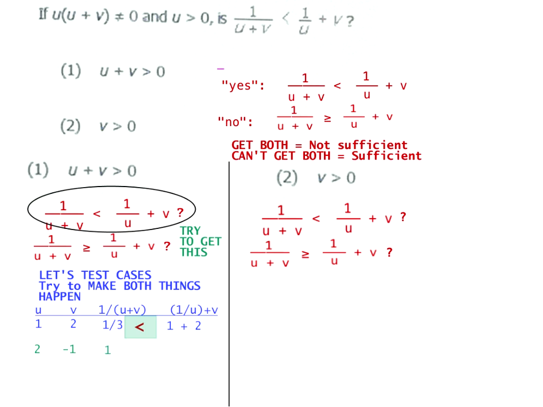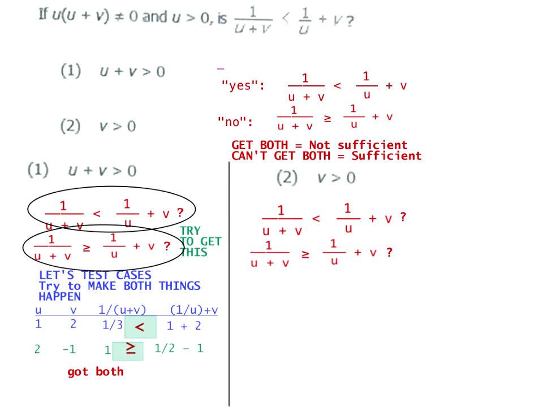So 1 over u plus v is 1 over 2 minus 1. So that's 1. And then 1 over u is 1/2 plus v is -1. So 1 is greater than that. So this statement's not sufficient. Solid proof of it right there, because this is greater than or equal to that. Got both. We're done.